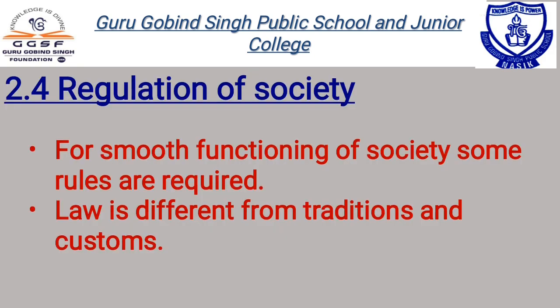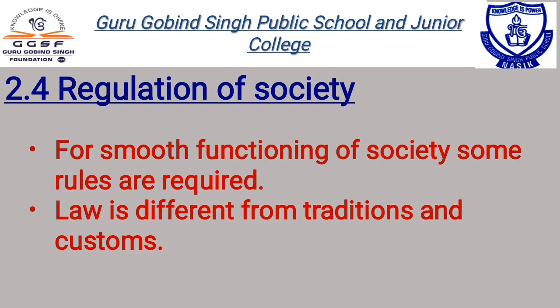Then dear student, the regulation of society. For the smooth functioning of society, what is needed? Rules are required. What we learned in the last chapter is that in ancient or old times, societies were run with the help of traditions, right?